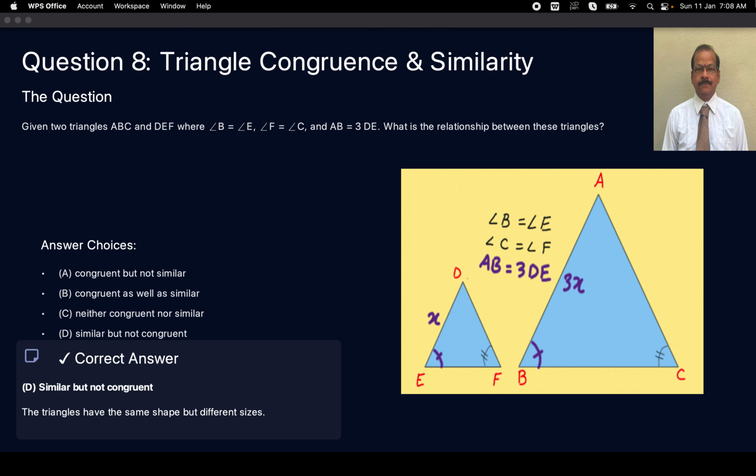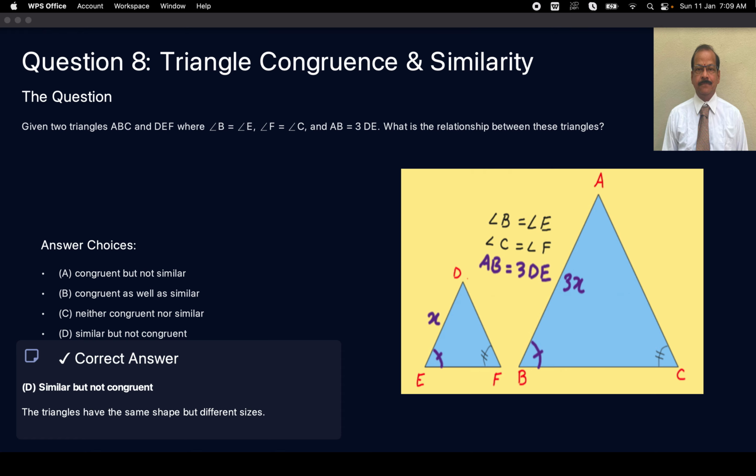MCQ 8. This deals with triangle congruence and similarity. Given two triangles ABC and DEF, where angle B equals angle E, angle F equals angle C, and AB equals 3DE, what is the relationship between these triangles?